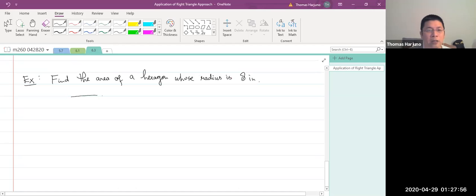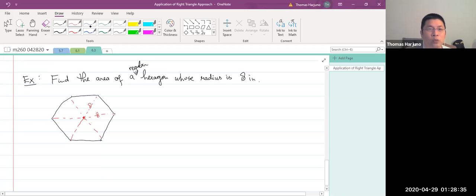We have a hexagon. I think I need to use the extra word regular hexagon. Regular hexagon means the length of each side is congruent. Okay, so this is a hexagon, and we say the radius is 8 inches. It refers to the distance from the center to any one of the vertices. So this is 8, this is 8.